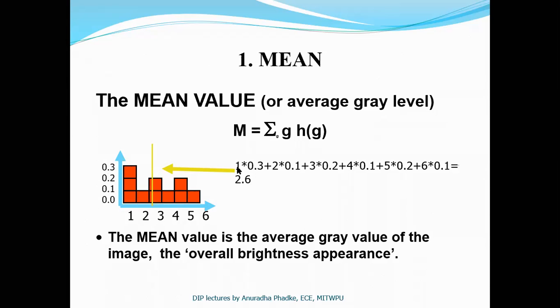So if we multiply gray value 1 by its normalized histogram, then multiply 2 by its normalized histogram, that is 2 into 0.1, 3 into 0.2, 4 into 0.1, and so on. And if we add all these numbers, it gives us the mean value of the given image. So for this example, the mean value is 2.6. So this is the average gray value for the given example. Okay. So mean value is the average gray value of the image, and it tells about the overall brightness appearance of the given image.